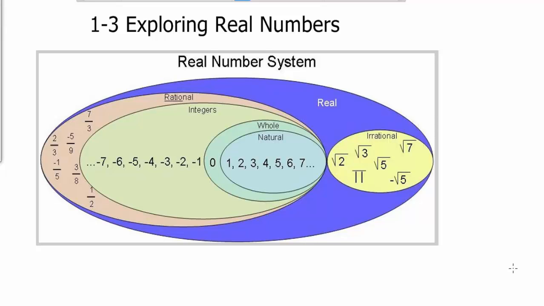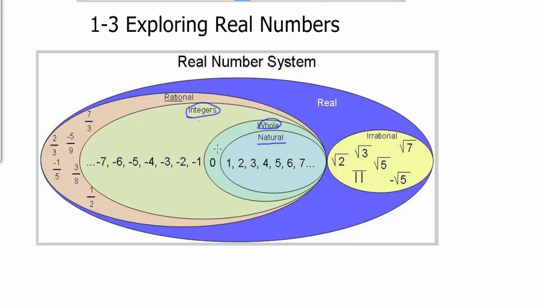Hello, today we're going to do 1-3, exploring real numbers. So as a quick refresher, yes, you need to draw this chart. You don't have to draw every number and you don't have to make it exactly like this. But the thing I want you to know is that starting right here, natural numbers are just 1, 2, 3, 4, 5. They're all positive and they don't include 0. Whole numbers include 0 and are all positive with no decimals.